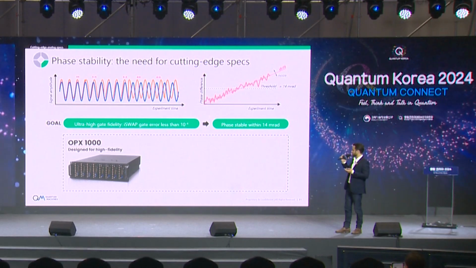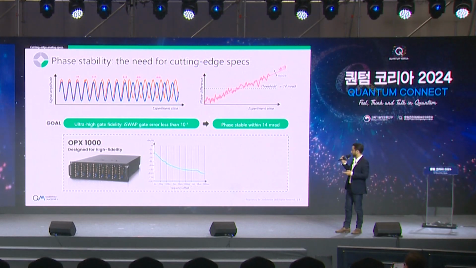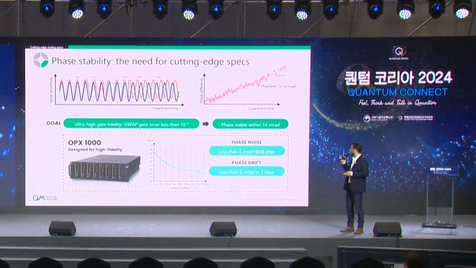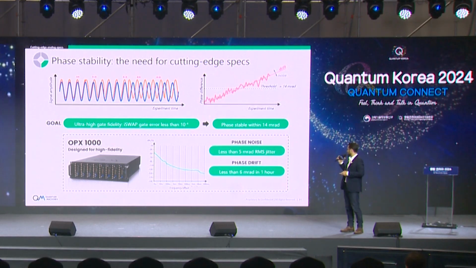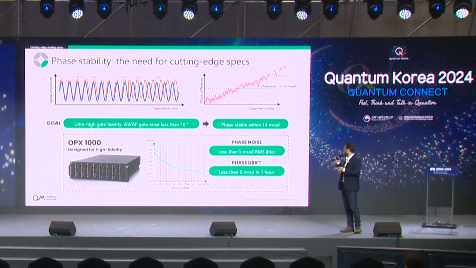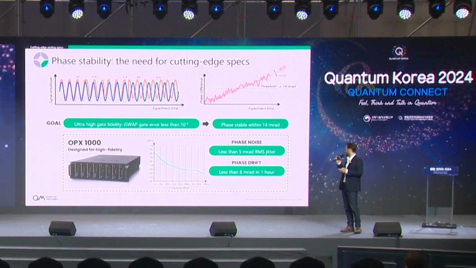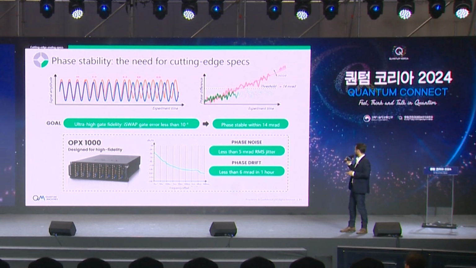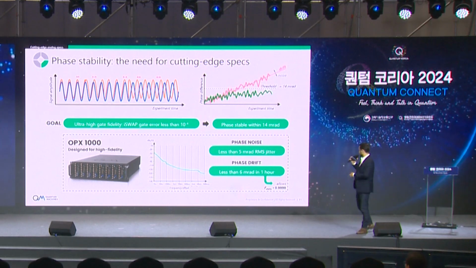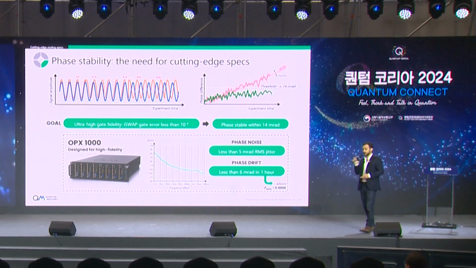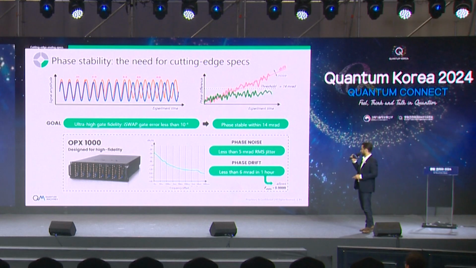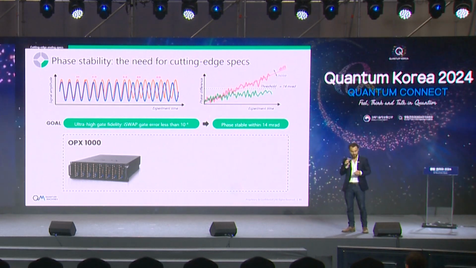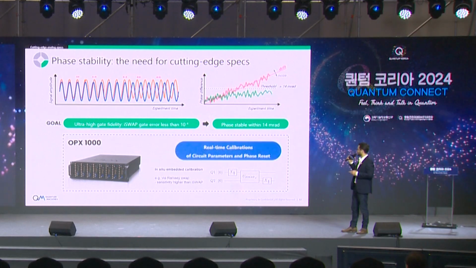So the OPX 1000 takes care of it in many different ways. One is, of course, just the analog performance itself. For example, phase noise less than 5 millirad RMS jitter, and phase drift less than 6 millirad in 1 hour. These are outstanding results that would allow you to actually get the result that you want. You see here the fidelity of the I-swap that we're seeking to get here, so we can remain below the threshold. But this is not enough, because there is much more to be done.